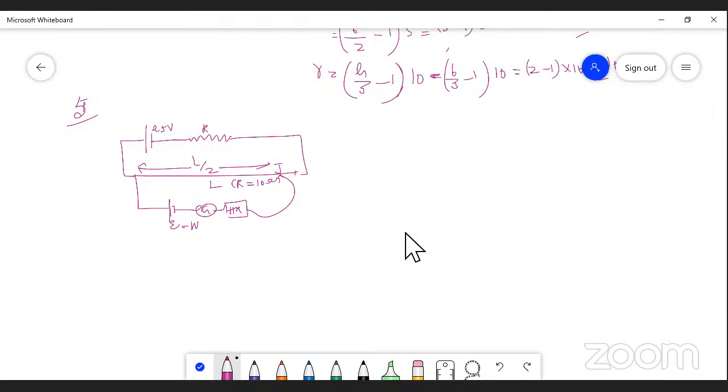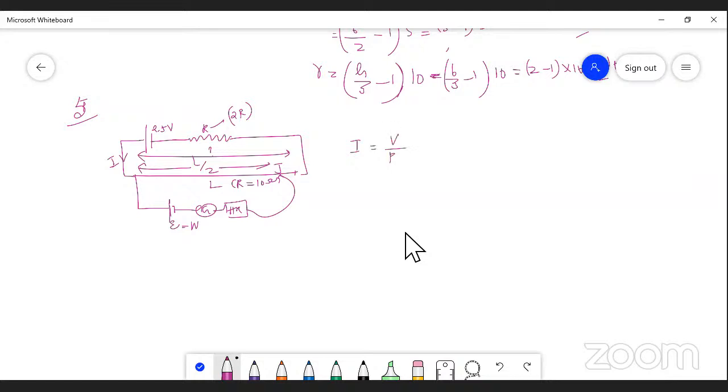Now, if the resistance in the primary circuit is doubled, then the position of the new null point will be? If this R is doubled, made 2R, what will be the new null point? This is the question. Is it clear? I can solve this problem simply. Let me first calculate the current and then the potential gradient. First we calculate the value of current.